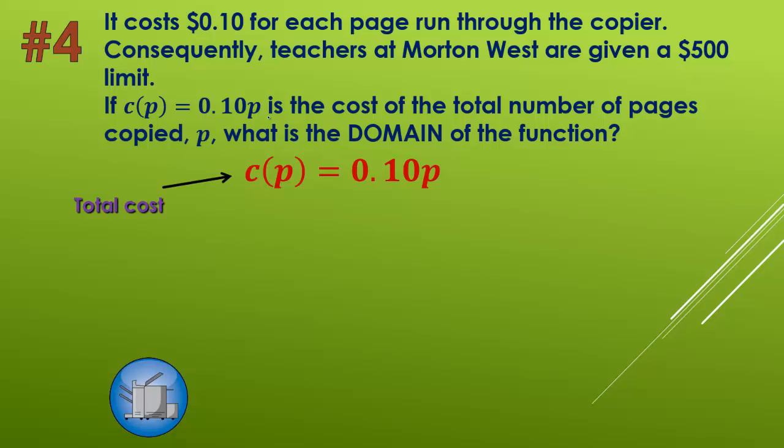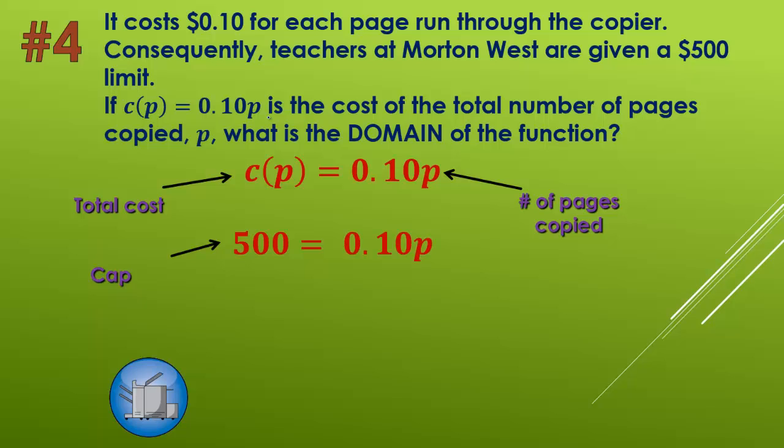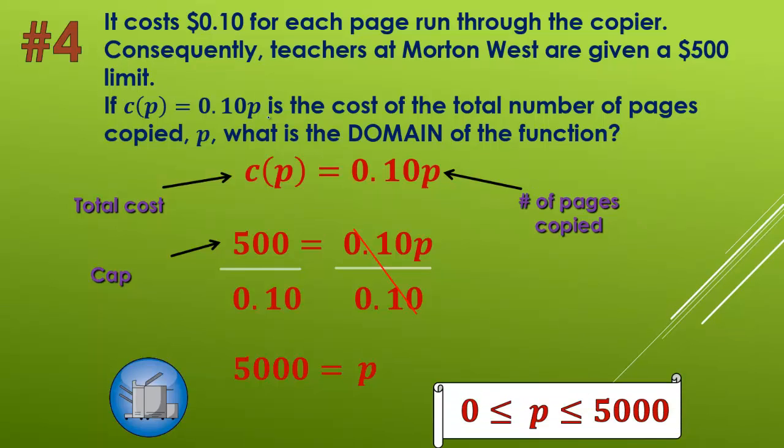So again, this is your total cost. P is the number of pages copied. You know that the most we can spend is 500. Given this, solve for P. Divide both sides by 0.10. You get 5,000, so P equals 5,000, which is your maximum. So teachers can either copy nothing, so P would be greater than or equal to 0, or less than or equal to 5,000.